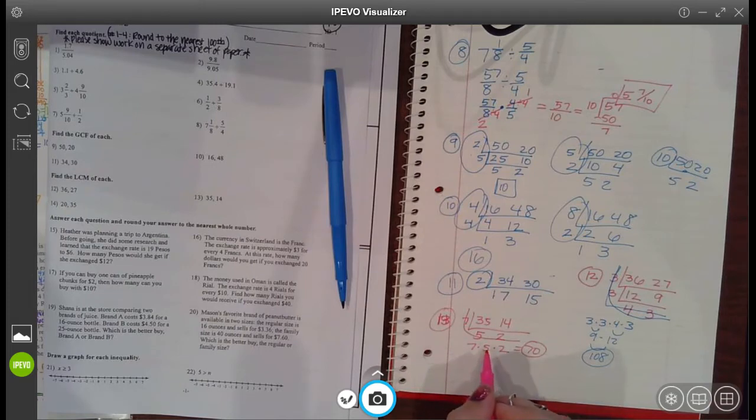7 times 5 is 35. 35 times 2, ew, I don't know. So then do 2 times 5 is 10. 10 times 7 is 70. So the smallest number that both 35 and 14 can multiply to become is 70.